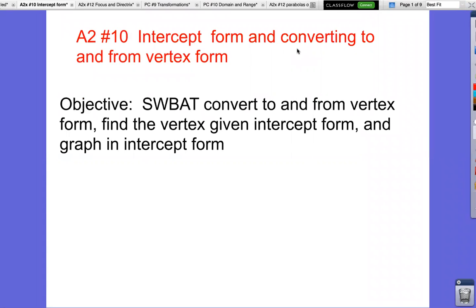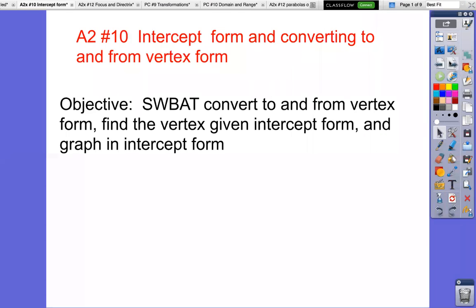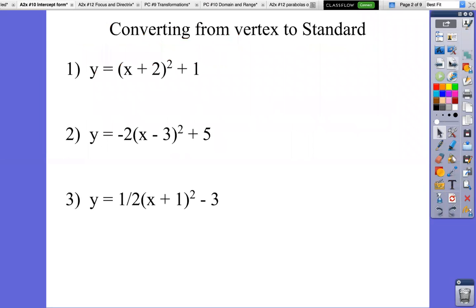But we are talking about intercept form. So this is a third way. Now, converting to and from vertex form is what we're going to talk about first. We're also going to try and review a little bit of everything. We have a third form called intercept form. Alone, each one of these is actually pretty simple. When we throw them all together, that's when people start to get confused.